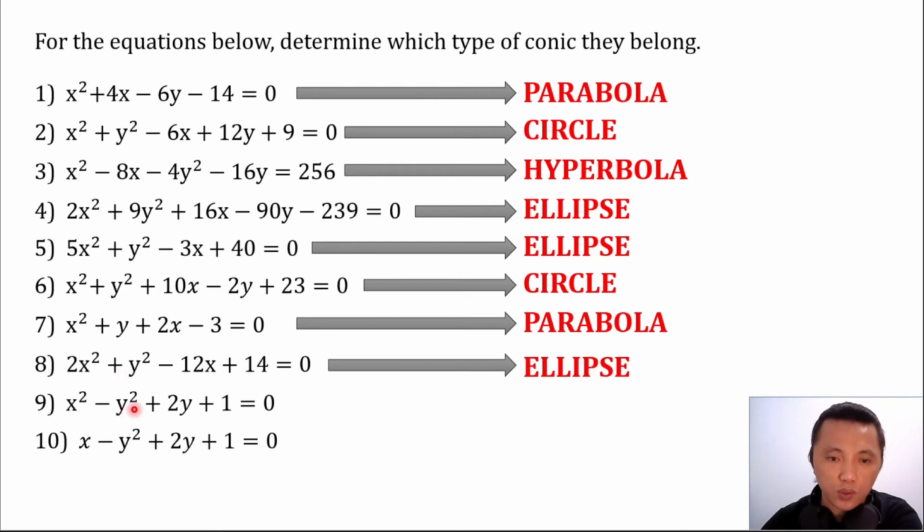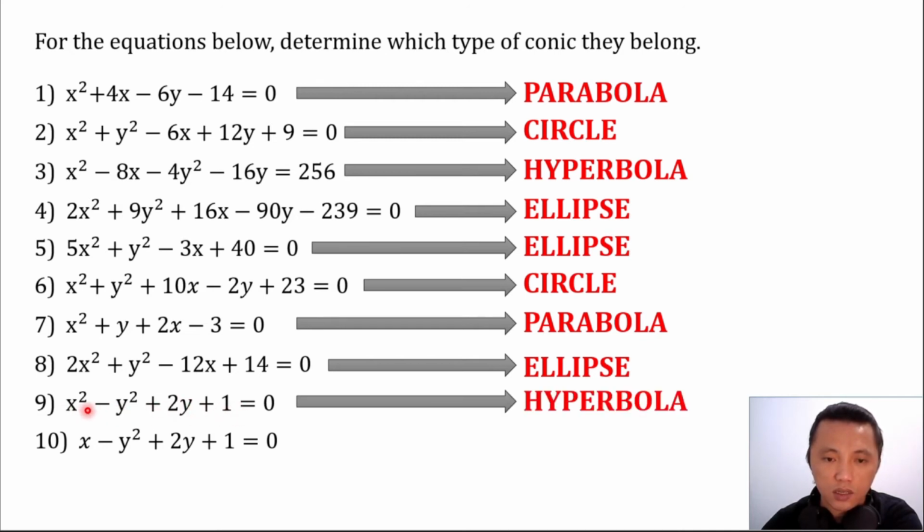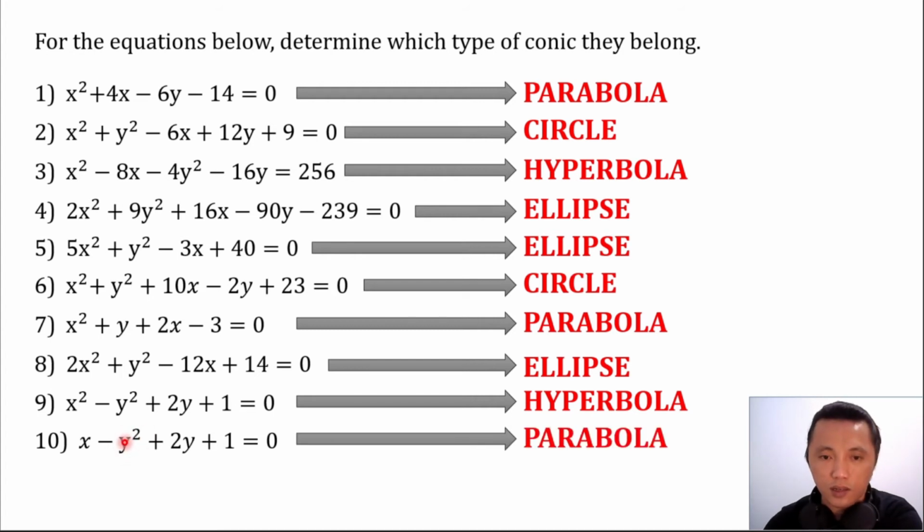x squared minus y squared plus 2y plus 1 equals 0. Different signs, hyperbola. x minus y squared plus 2y plus 1 equals 0. Only y squared is present, parabola. So that's very easy, right?